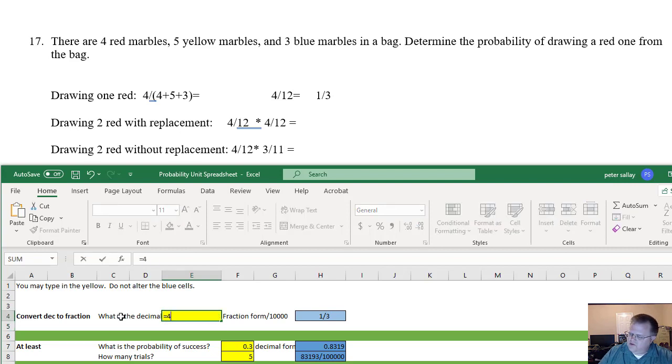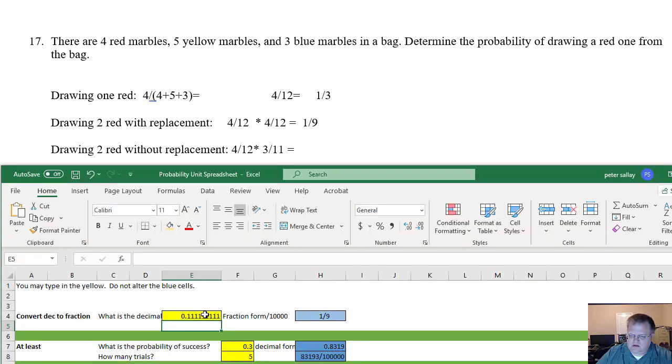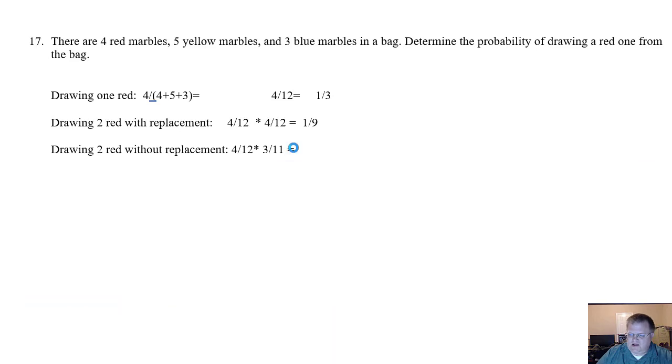Okay, so equals 4 divided by 12 times 4 divided by 12. So that's 1/9. And the other case is 4 divided by 12 times 3 divided by 11. And that's 1/11 there. So notice you get a different answer. So just be aware of all these different ways that these types of questions could come up.